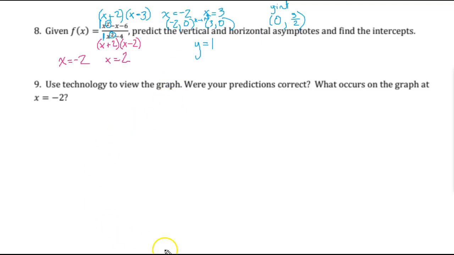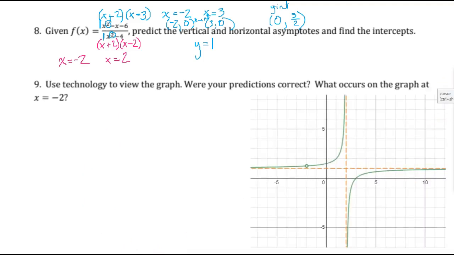Now, we're going to use technology and look at the graph. So when we look at the graph, let's see if our predictions were correct. Looking here on my graph, I see I have a horizontal asymptote at y equals 1. Yep, that one worked. I have a vertical asymptote at 2. And wait a minute. I'm missing a vertical asymptote. Now I have an x-intercept at 3, 0, but I don't have an x-intercept at -2, 0. And my y-intercept of 3/2 looks okay. But why am I missing an x-intercept and a vertical asymptote?